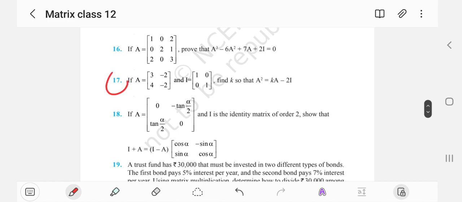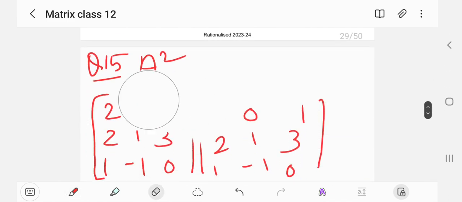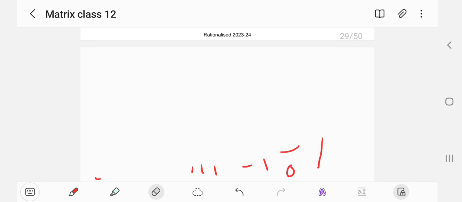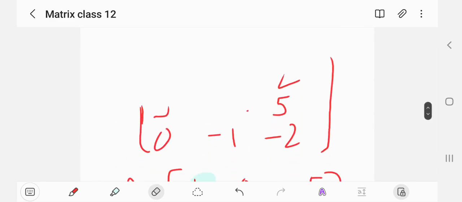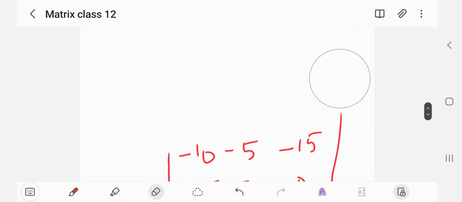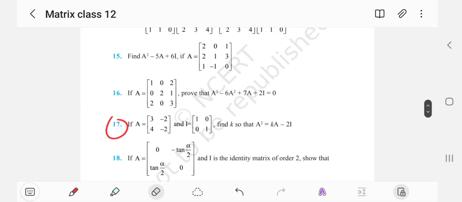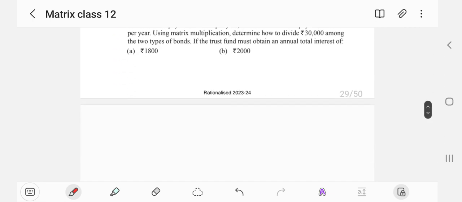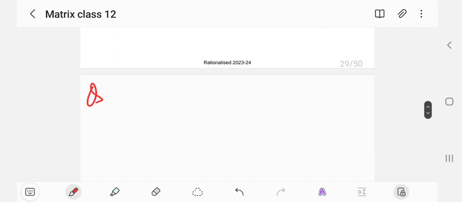Let's solve this question number 17. Basically we are given the A matrix, right? Let me first erase this. Okay, now let's come to the question. Here we are given the A matrix and I matrix. I have to find k so that this equation holds. I know that this equation holds, and using that property I have to find the value of k. So question number 17.